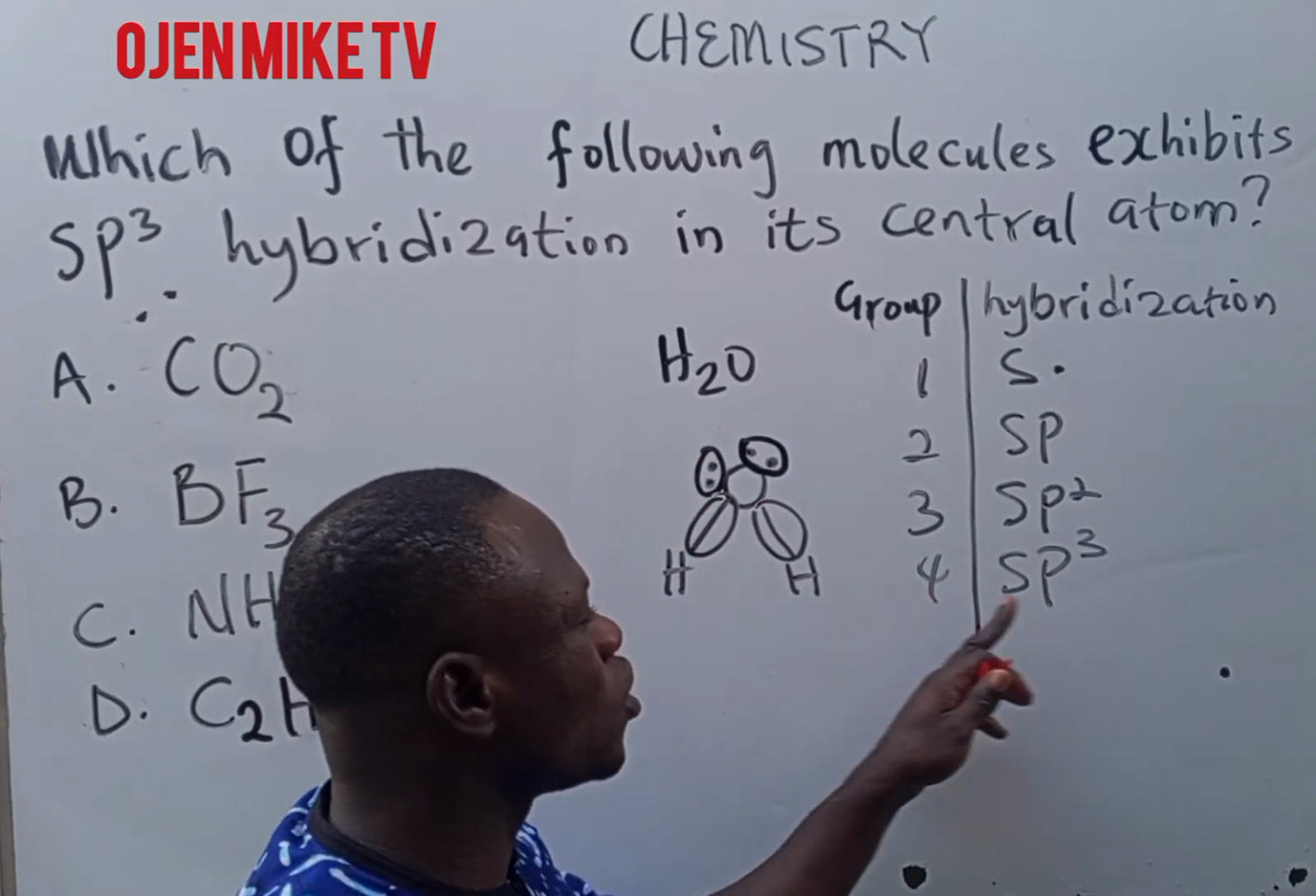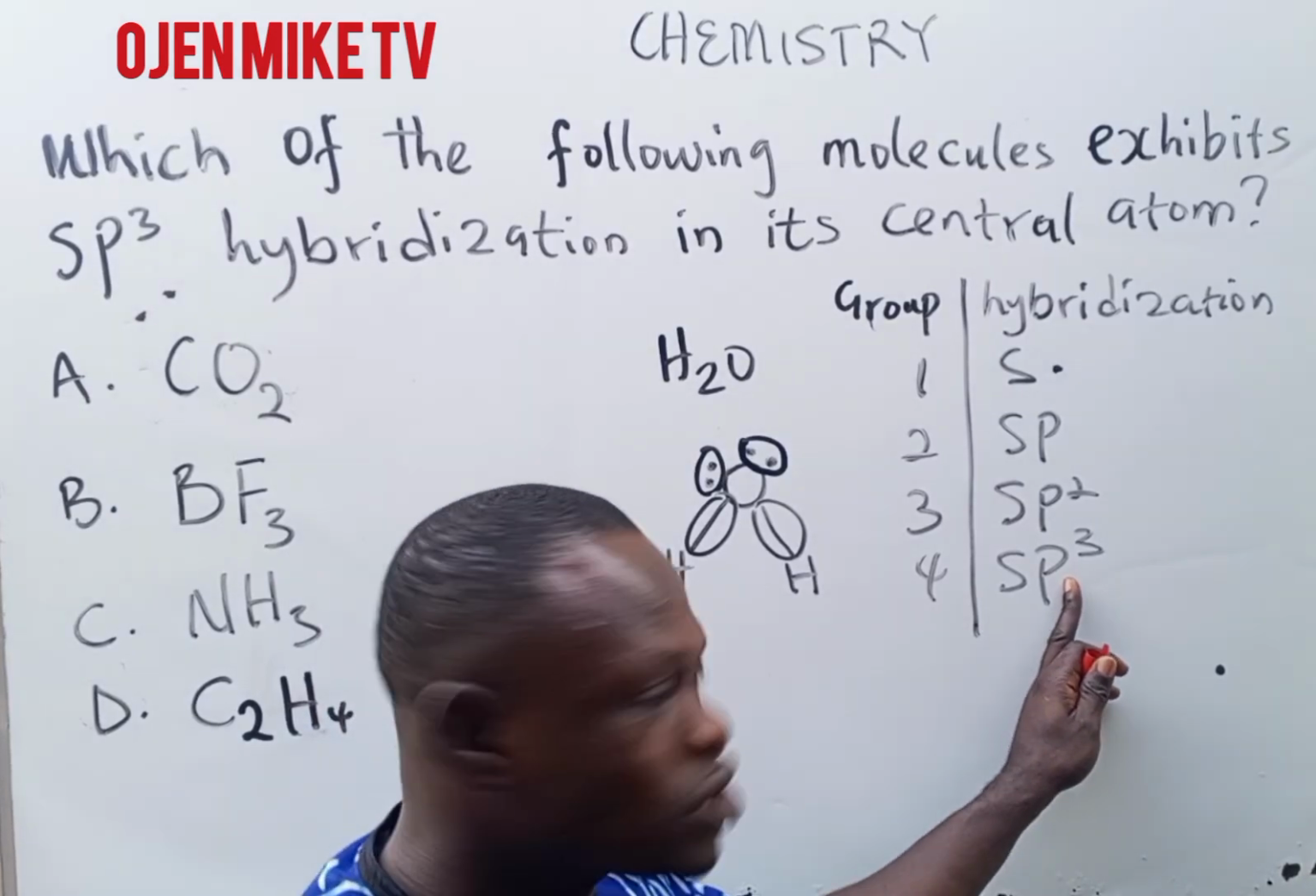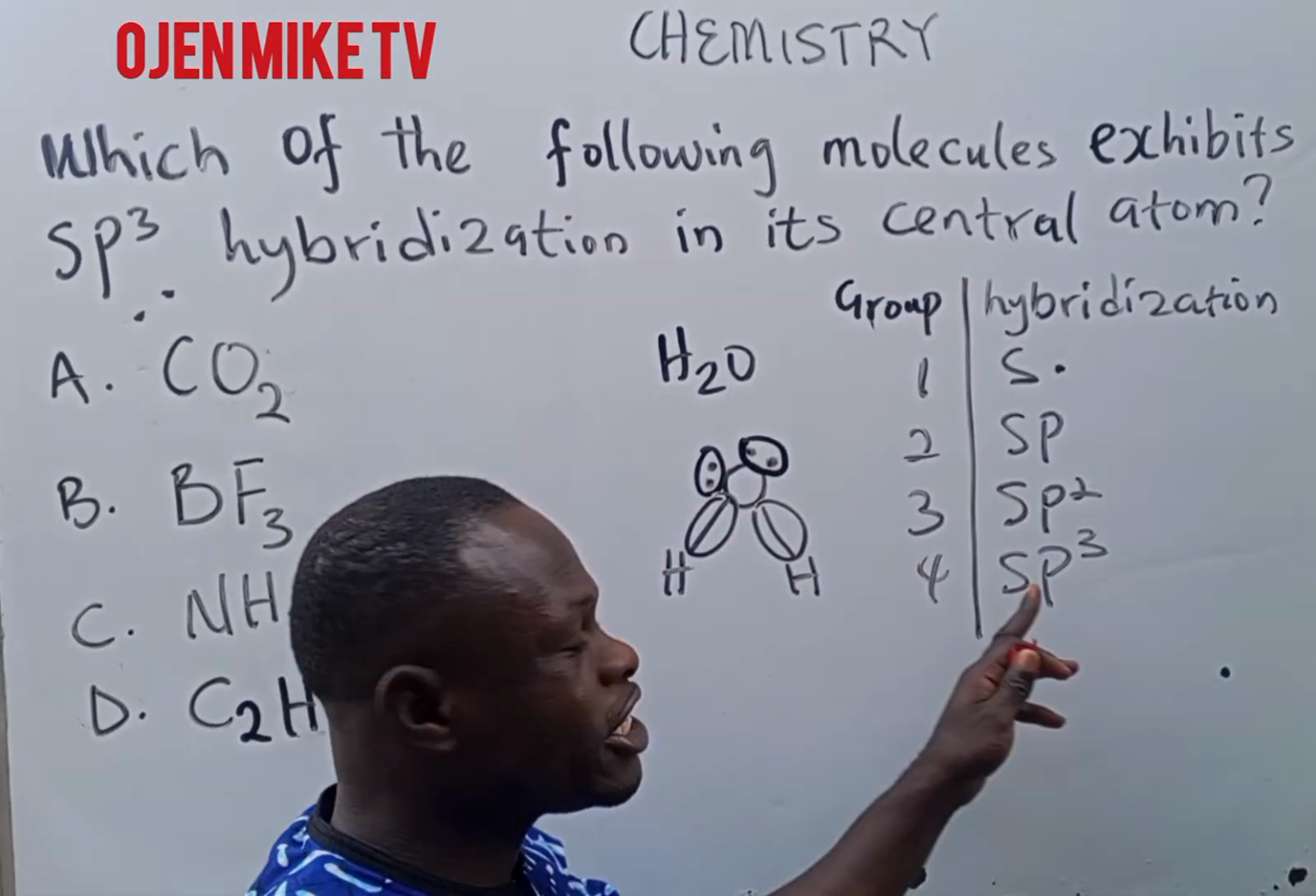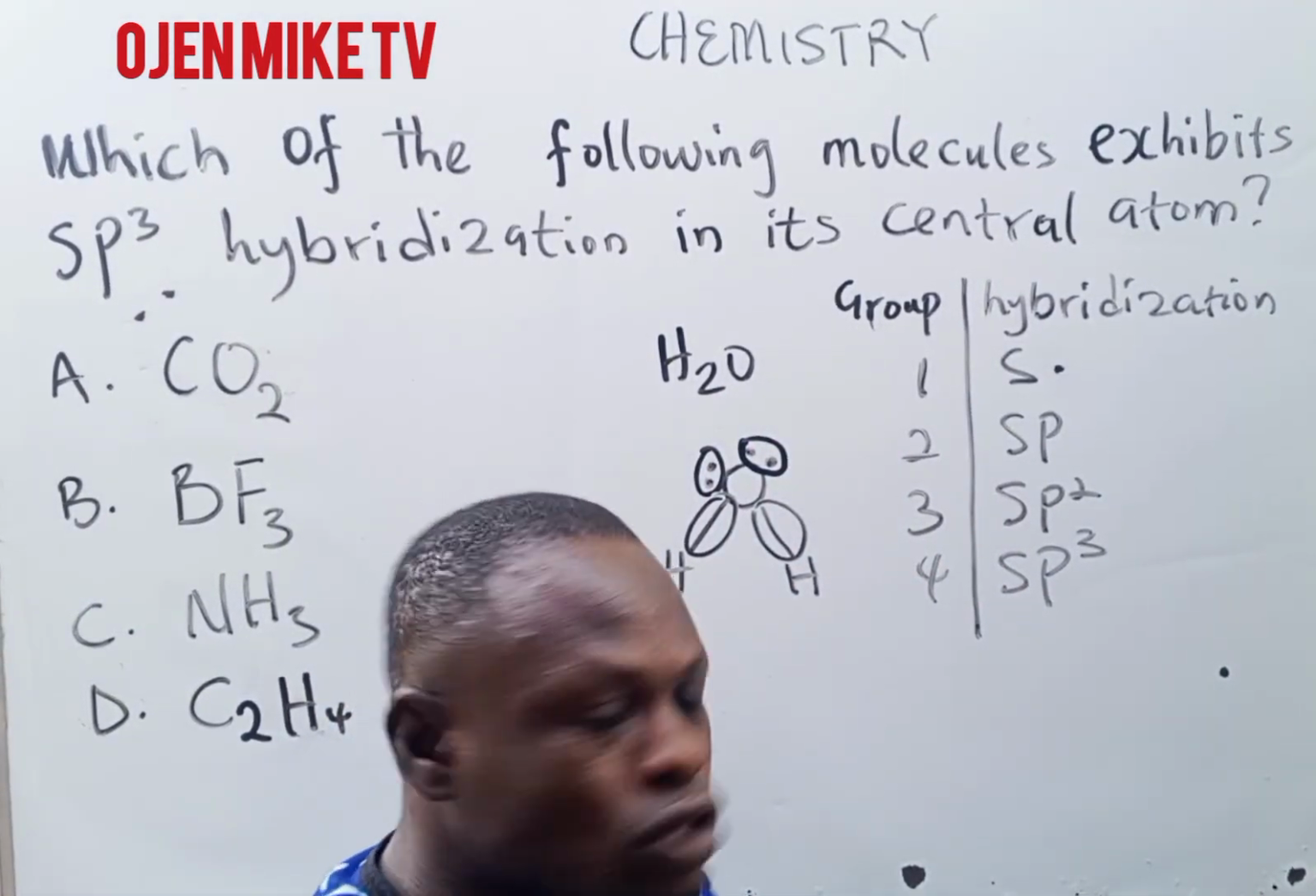So 4 groups is sp3 hybridization. It means that water has sp3 hybridization. Now let's go to our question.